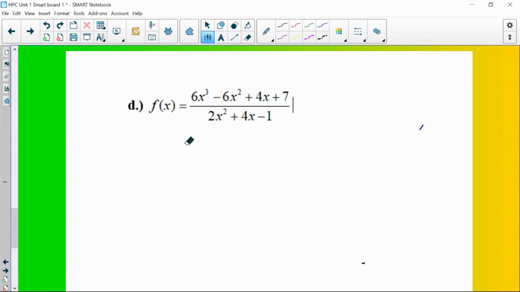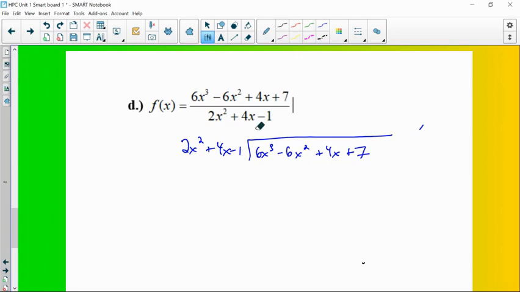You do your long division. So 2x squared plus 4x minus 1 divide into 6x cubed minus 6x squared plus 4x plus 7. So we said before, it's like a 3x. 3x times 2x squared is 6x cubed. 3 times 4 is positive 12x, not negative, and then minus 3x. So when you subtract, we get 0, but now we get a negative 18x because it's negative 6 minus 12, and 4 minus a negative 3 is plus 7x.